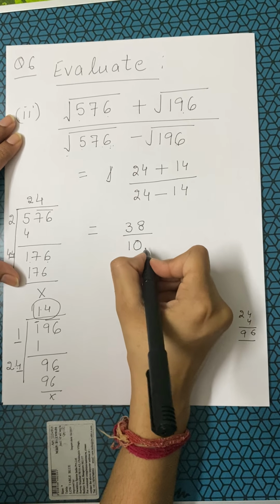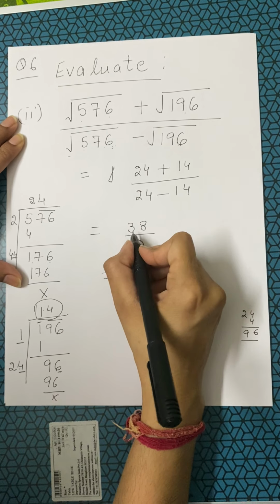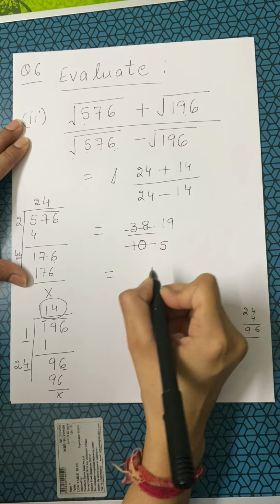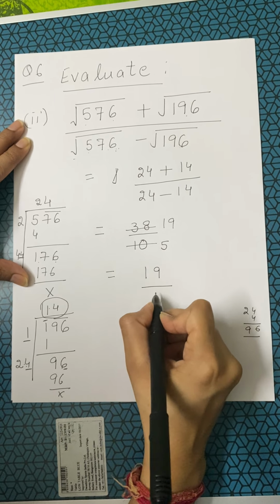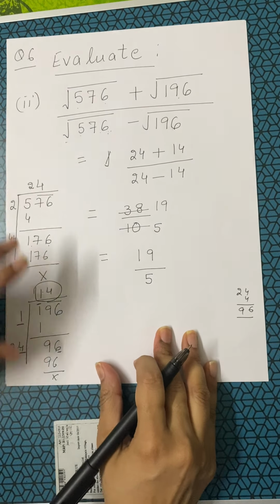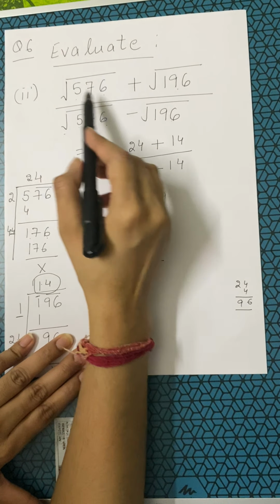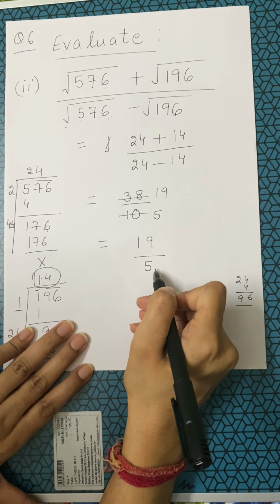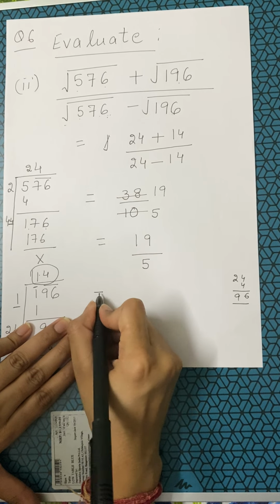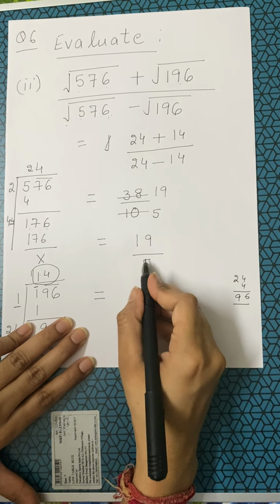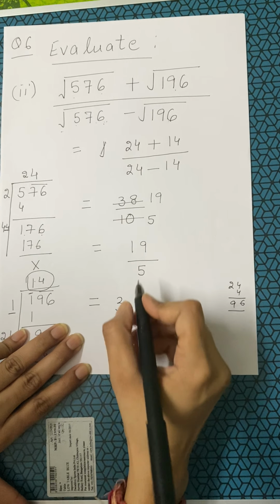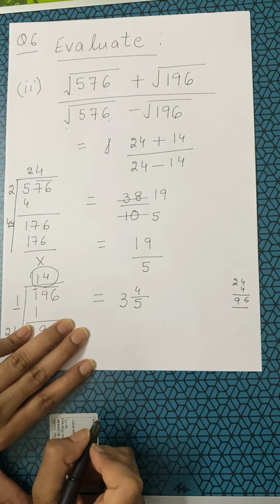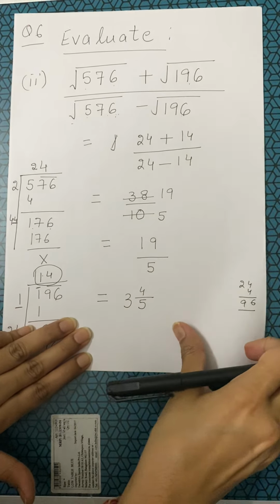I can still reduce this term when I cancel it. 19 and this will come out to be 5. That means 19 upon 5. Okay, so when I evaluate this number, I get 19 upon 5. We can still reduce it to a mixed fraction. So this will come out to be 3 and 4 by 5. So this will be your answer.